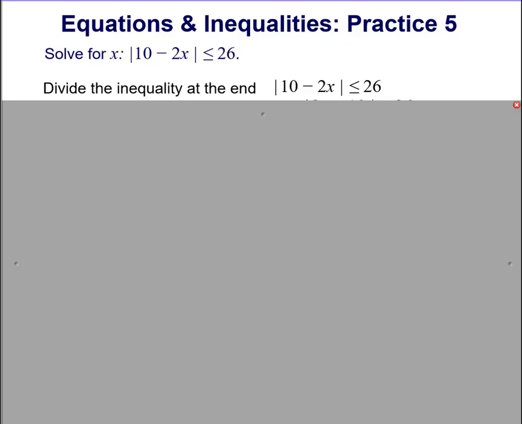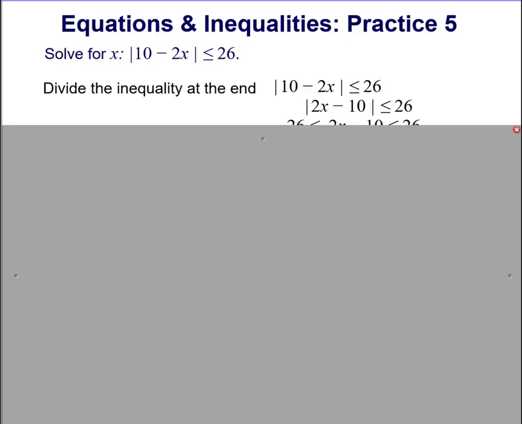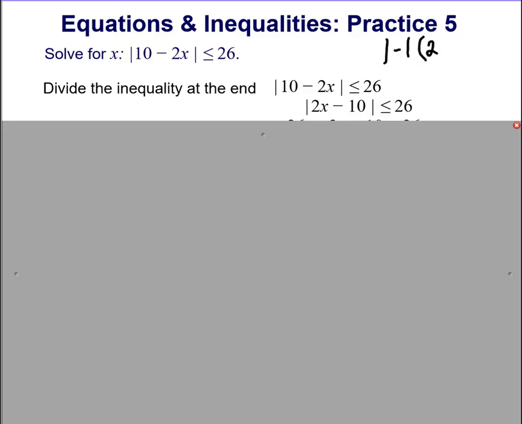So we start off with the original expression. The absolute value of 10 minus 2x is less than or equal to 26. We're going to rewrite this as 2x minus 10 because we factor out a negative 1. Here's a refresher on what that looks like. So if I factor out a negative 1, that reverses the expression from 10 minus 2x to 2x minus 10.